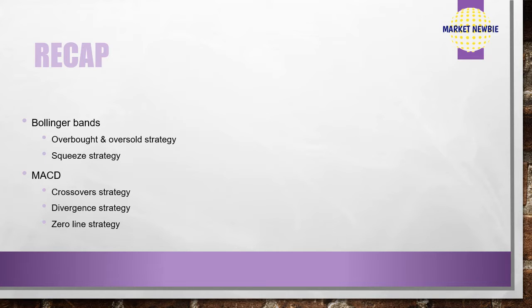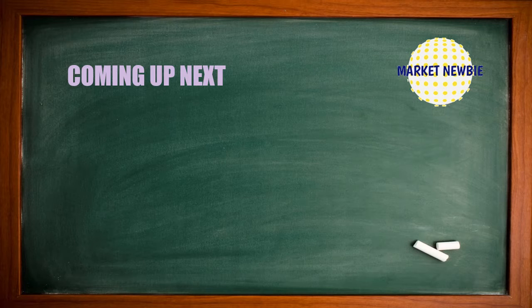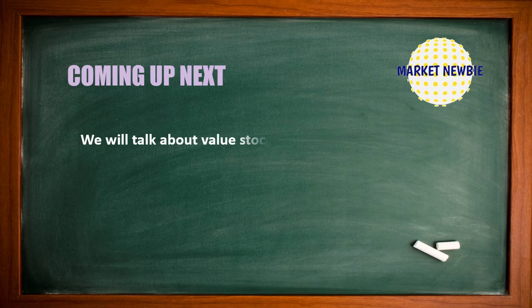Finally is the zero line strategy, which is very useful if you believe there is going to be a certain trend and you want to let the profit run. In the bearish market, you will only sell or hold short positions, while in the bullish market, you will only buy or hold long positions. In our next lesson, we will talk about value stocks.